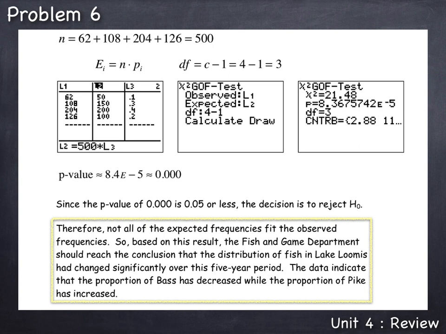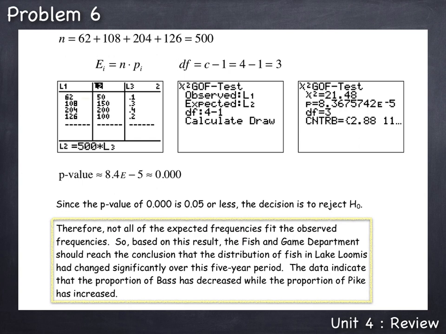Now, a conclusion to any hypothesis test can only answer in that yes or no: yes it had changed, or no it had not. In this case, it's yes it had changed. And that's the extent of what we can get out of the hypothesis test. If you want to get any indication as to exactly how the distribution of fish had changed over this time period, we need to look inside the data.